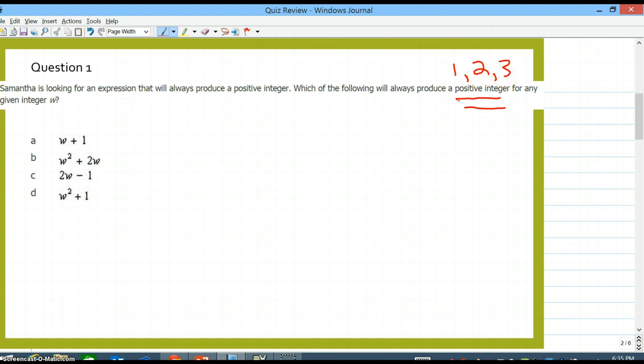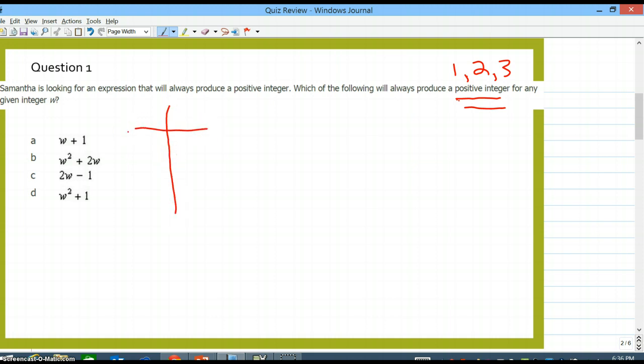If you notice, we have 4 different rules, and we don't have any tables. That means we need to create 4 different tables, and we need to look at the numbers that they produce. So let's start out with answer choice A. I'm going to start by creating a table.